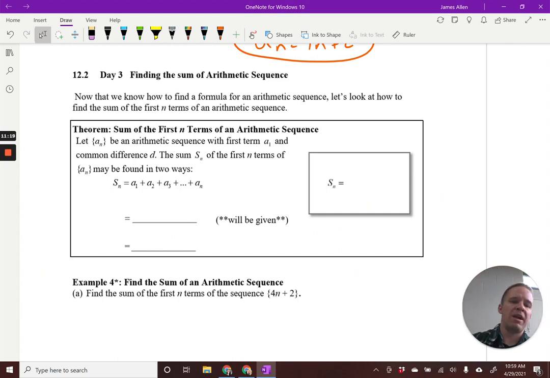Now we're going to find the sum of an arithmetic sequence. So we can add them all up, right? Now, why would that be useful? Well, let's just say, and we'll have an example like this here in a little bit, I like this one. You're in a stadium, right? Most of us have been there or have seen one, right?